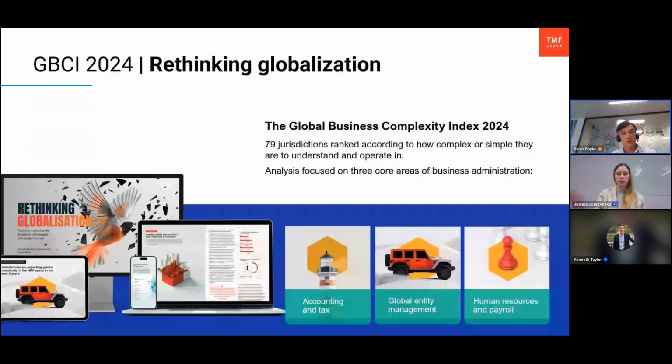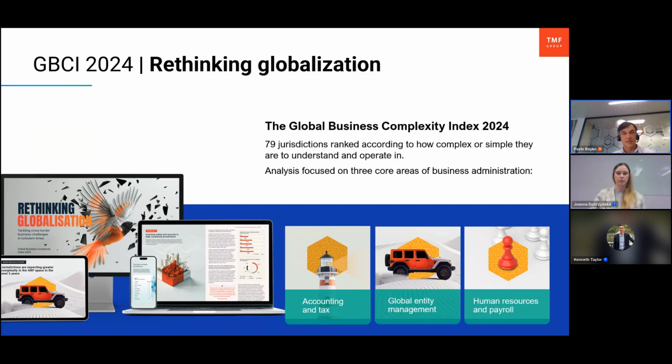Again, talking about making a complex world simple, complexity coming from the governments, from the tax authorities, is the main theme of our flagship publication, which is called GBCI, Global Business Complexity Index. Very nice read, I must say. Again, coming from our local experts on the ground, where we rank the countries in terms of complexity.